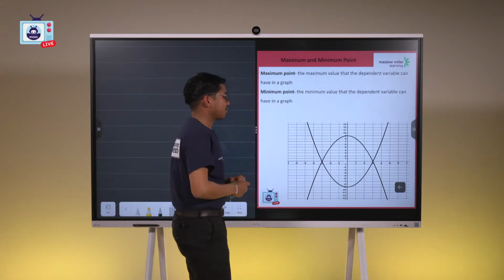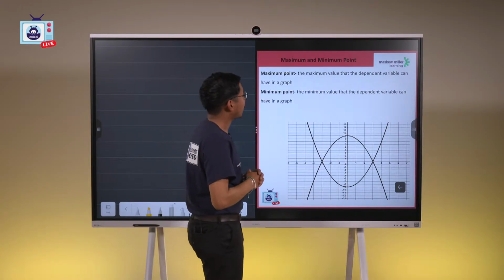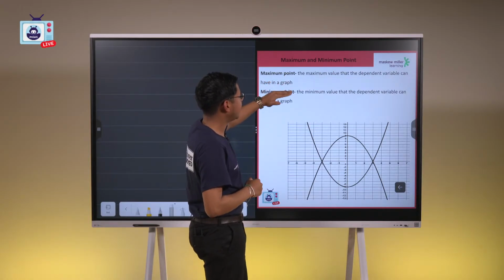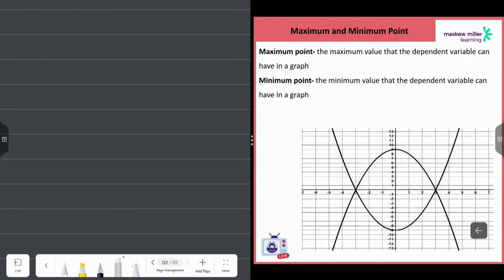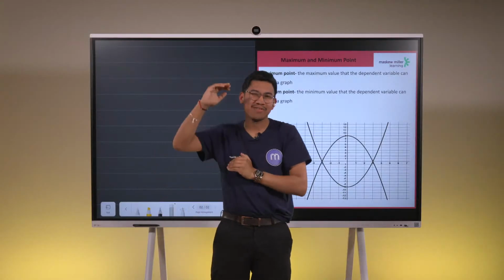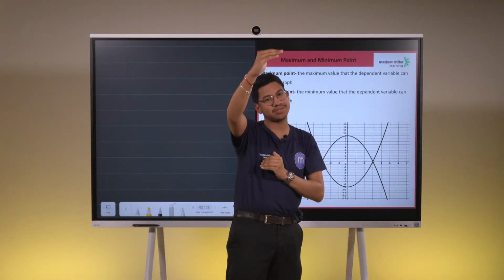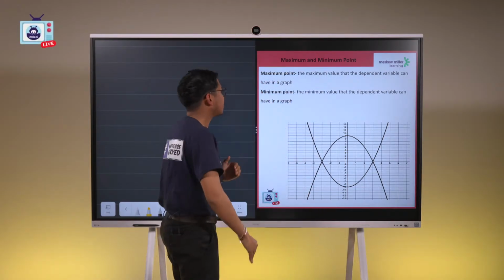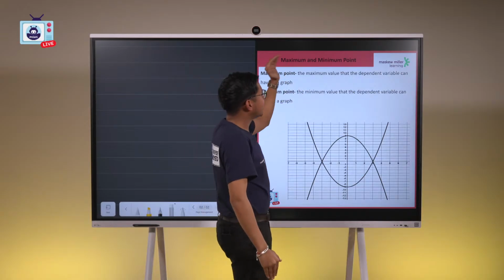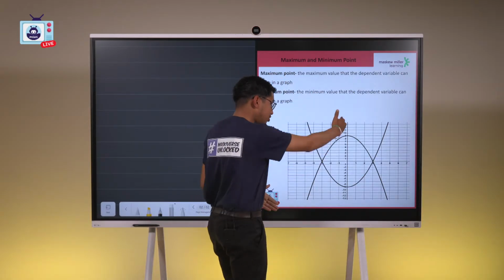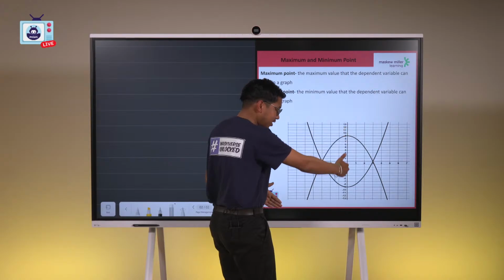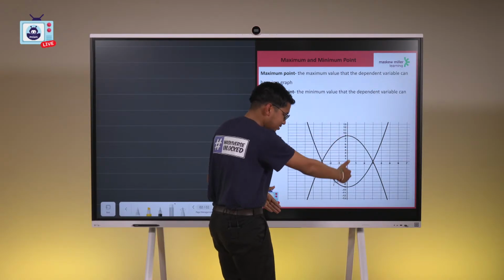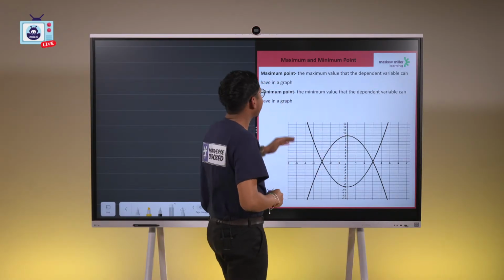Now, next point of importance, a maximum point and a minimum point. So the maximum value or the maximum point, before I get there, just think about what comes to your mind when you hear maximum. Do you think of highest, or the biggest, or the peak, or the top? That's exactly what it is. So the maximum value is a value that the dependent variable, we established now that the dependent variable is this y-axis over here, can have in a graph.